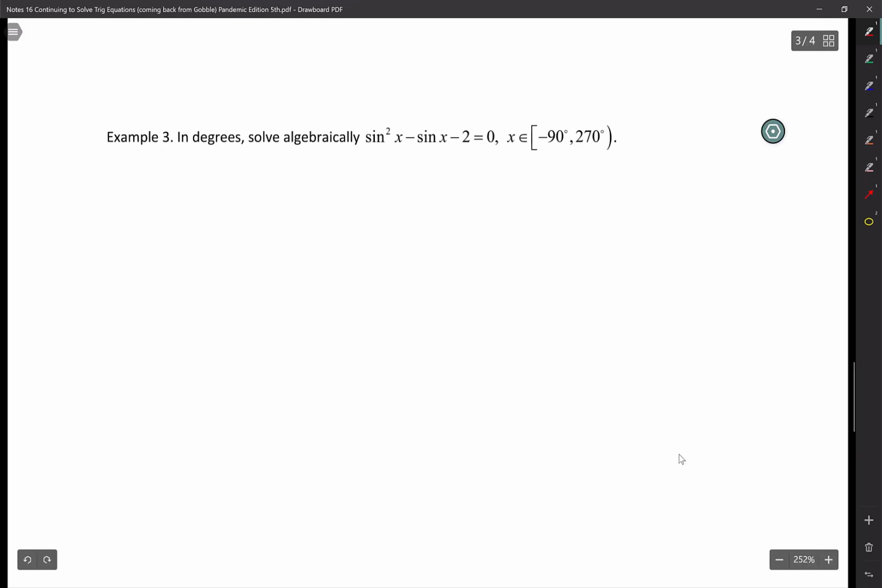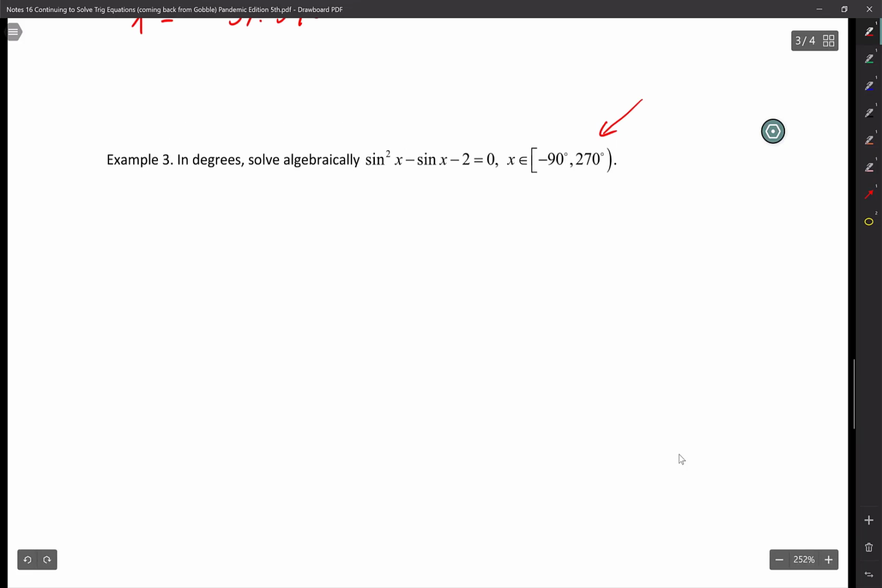In degrees, solve algebraically. And I put this one in there for a reason, guys, because I noticed that we were having issues with the negative domains. So I think you guys can do this pretty easily. Notice what it says, sine squared x minus sine x minus 2. And I see the chat, hold on.